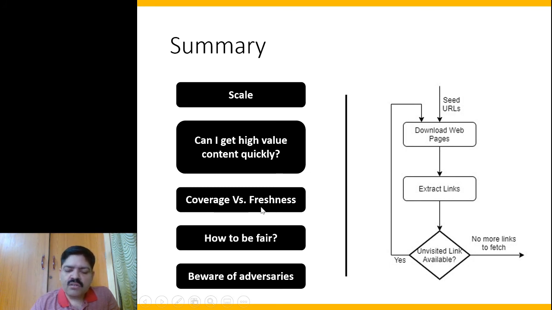Coverage versus freshness is also a criterion. We know we cannot go ahead and fetch the content every day or every minute, but at the same time, we care for the freshness of our crawl. So there is a trade-off here, and we want to ensure that we balance these better. How to be fair to a website is a very important criterion. We don't want to bring the website down by loading them with requests for all the web pages on their machine. So we honor their fairness requirements.